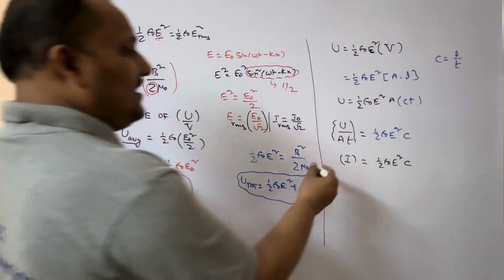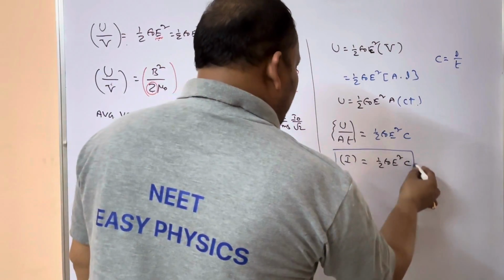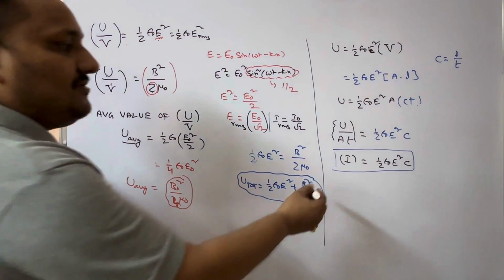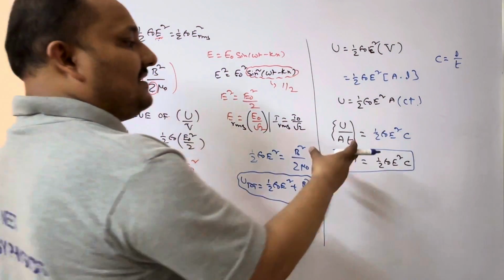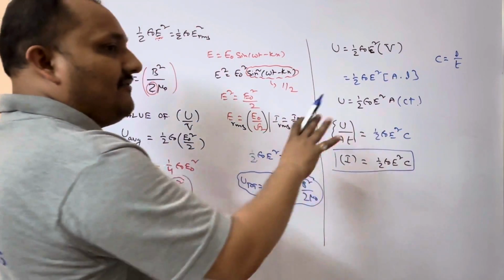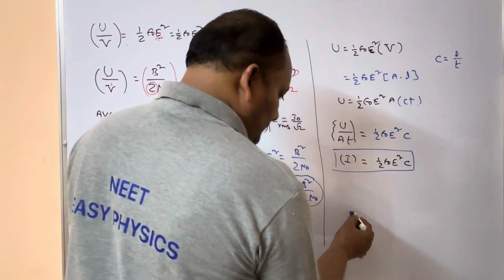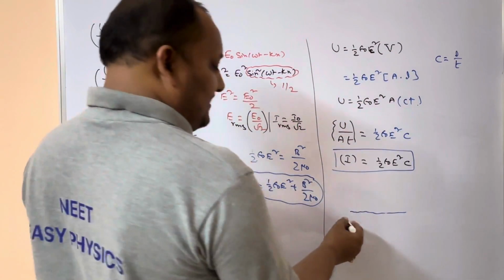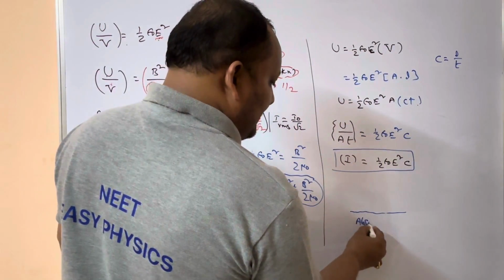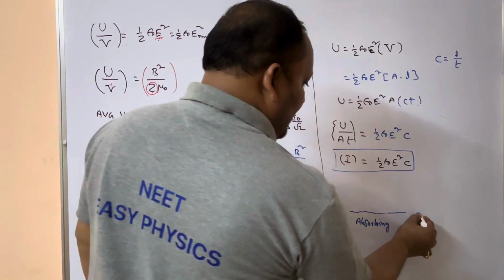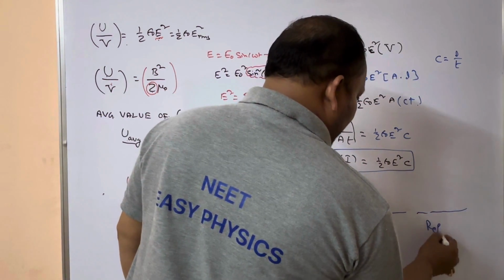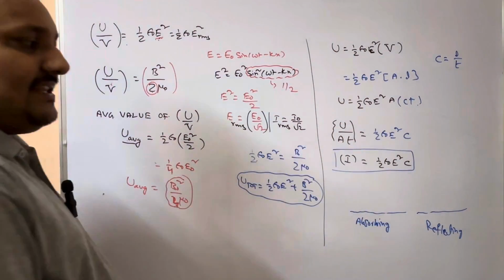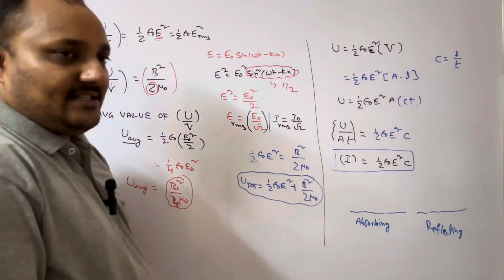So in the form of E_rms also, we can write the representative as epsilon naught E square c. This is going to be the intensity. Whenever this intensity of light or EM wave is incident on a surface, we will have two types of surfaces: one is an absorbing surface, another one is a reflecting surface.